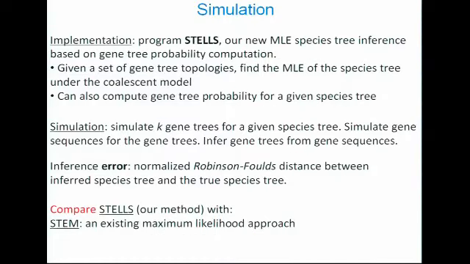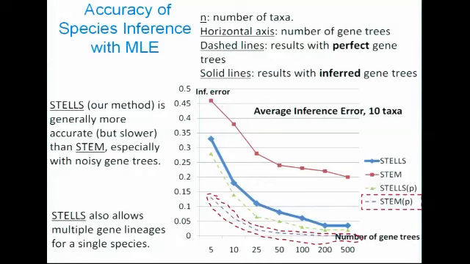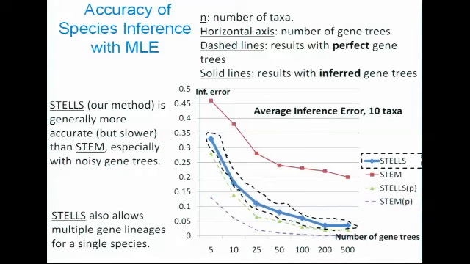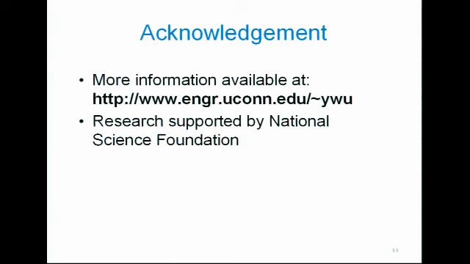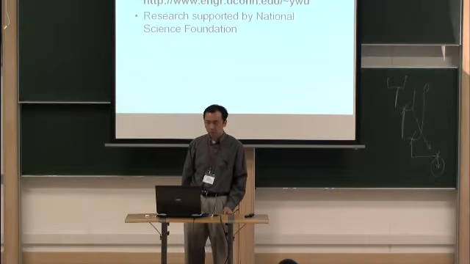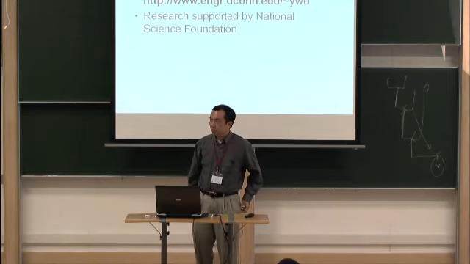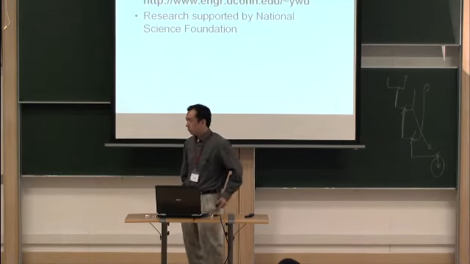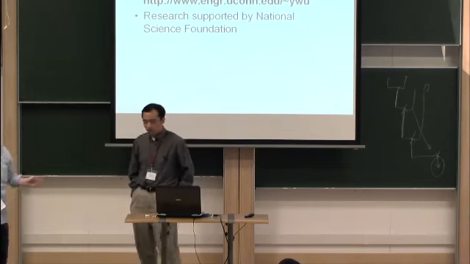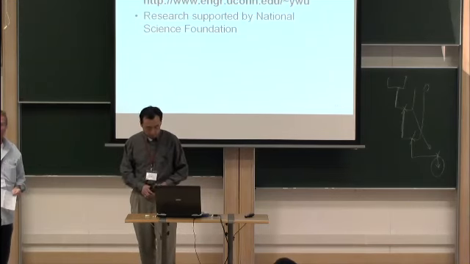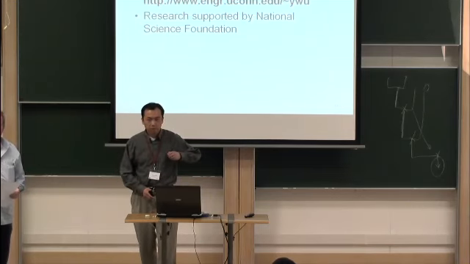I don't have time to describe how it performs on the four-species tree. This slide basically shows you my method can be justified. I don't have time to say more, and that's all. Okay, we can take questions. Any questions?